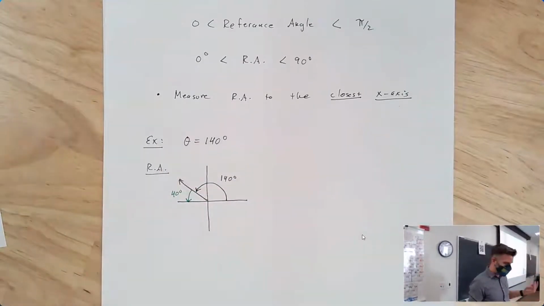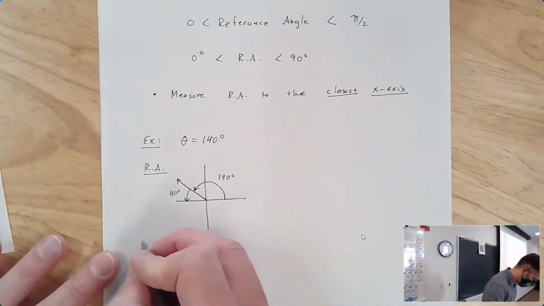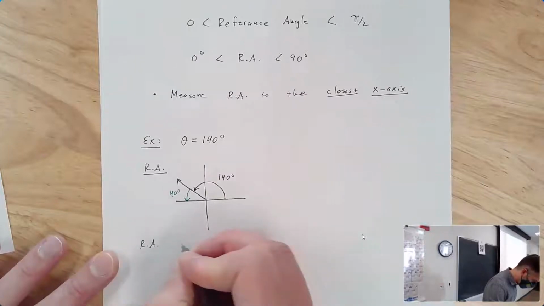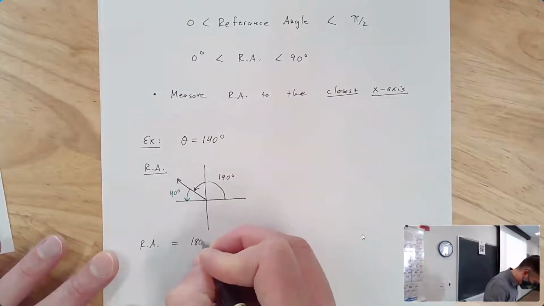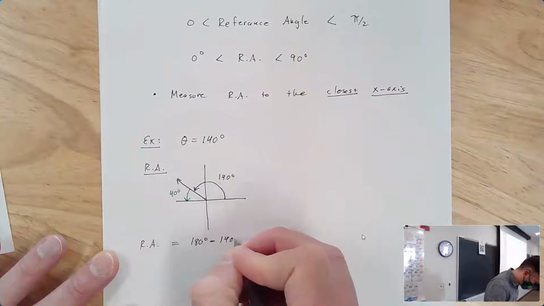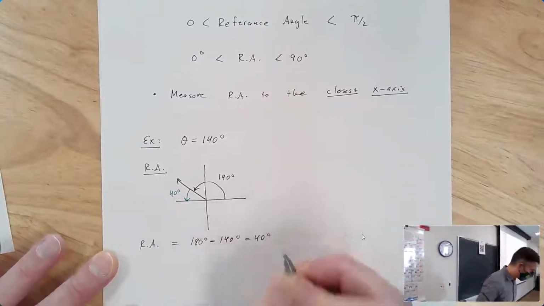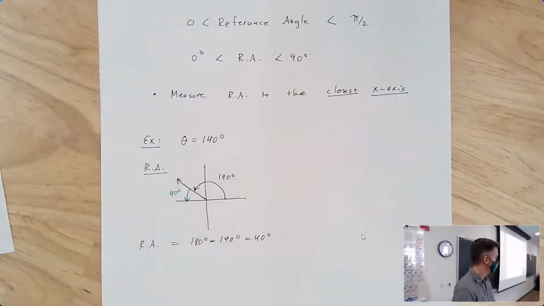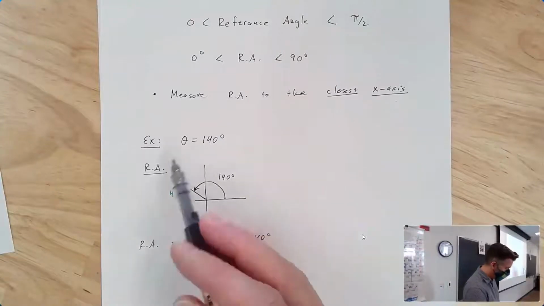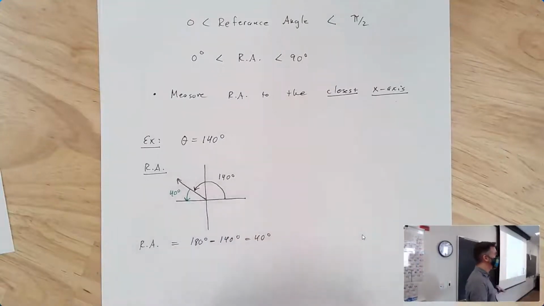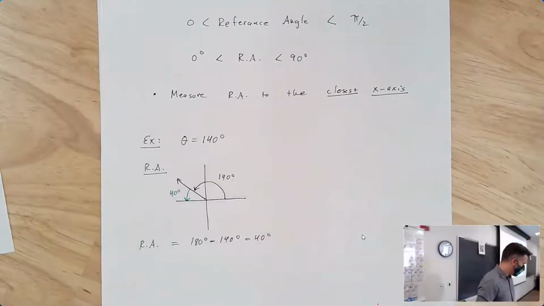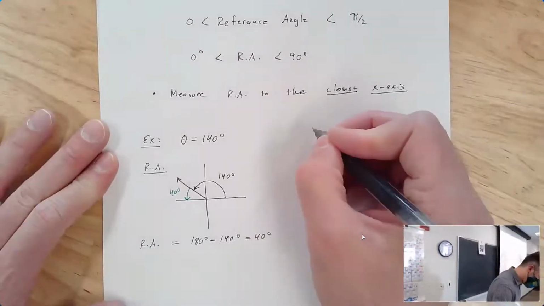The way you could write it out if you wanted to show more work is that my reference angle here is going to be 180 degrees minus 140 degrees. So if your angle is in the second quadrant, you subtract it from 180 degrees to find the reference angle. Let's look at a couple more examples.